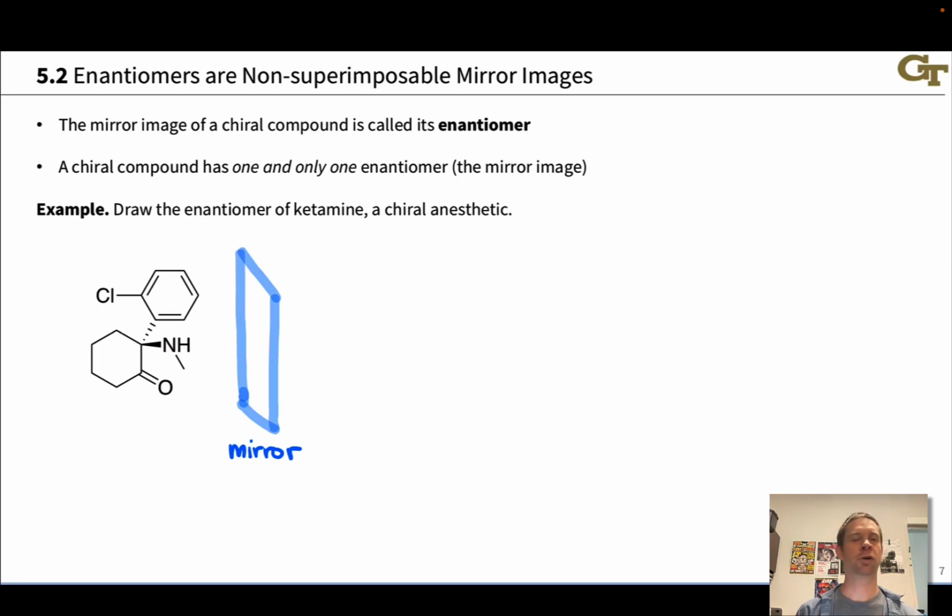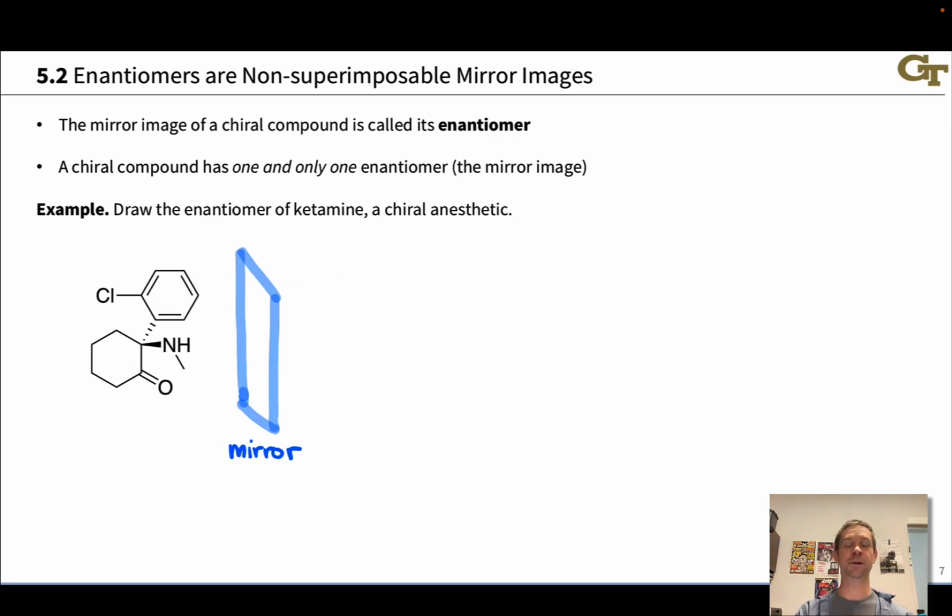Now, how you draw a mirror image is actually really important to understand. And I'm probably going to link out to a video where I talk in more detail about the topological operation of reflection. I won't belabor the point here. I'll just say that reflection corresponds to projecting each atom through the mirror plane and out the other side at an equal distance. So this is not a rotation.